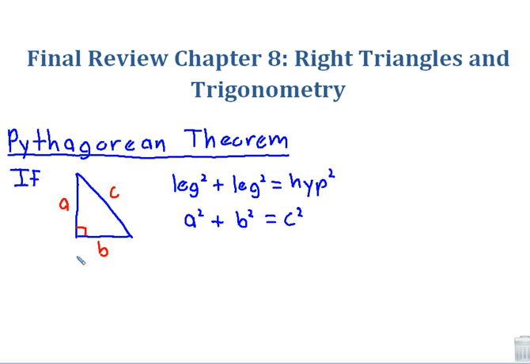If I have a right triangle with side lengths A, B, and hypotenuse C, Pythagorean theorem says that the leg squared plus the other leg squared is equal to the hypotenuse squared, or good old A squared plus B squared equals C squared. This will work anytime we know two sides of a right triangle. We can find the third side using our Pythagorean theorem.